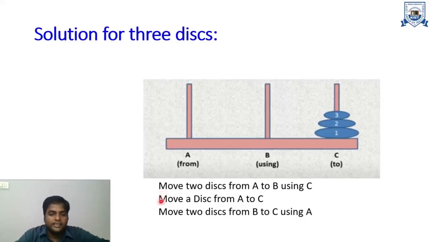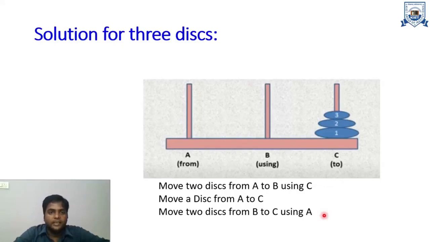Now the next step is to move two disks from B to C using A. So if we have n disks, what is this step? Move n minus 1 disks from B to C using A. With the help of these three steps, we can elaborate the movement of disks from one tower to another tower, whatever the number of disks we have.